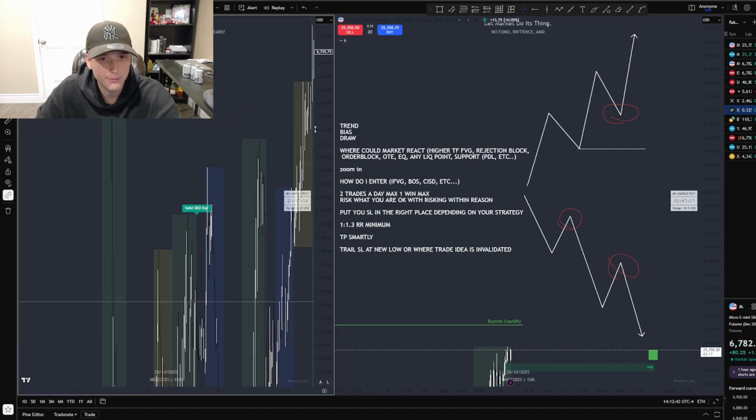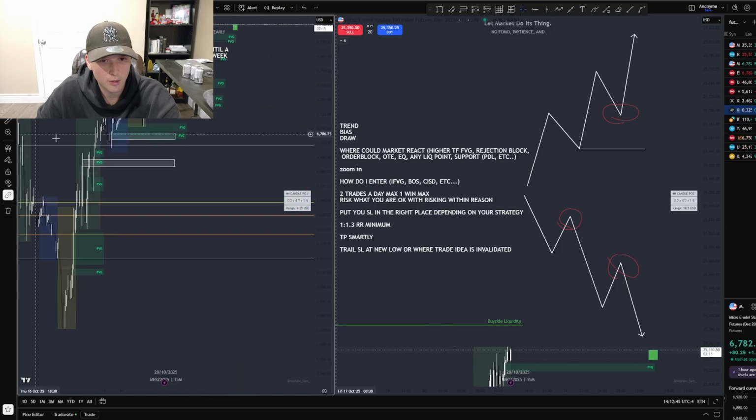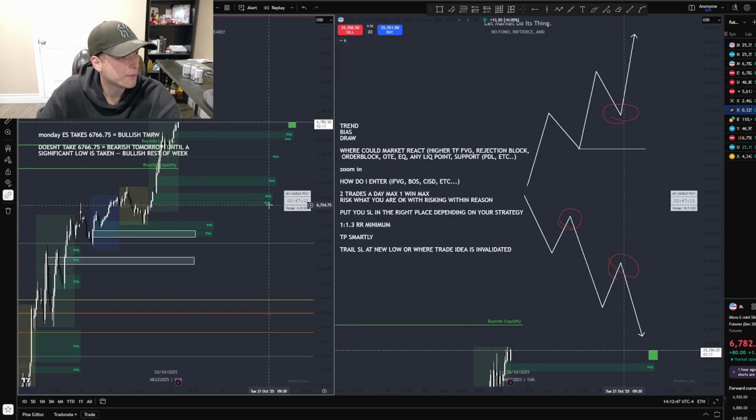It's very simple, okay? It sounds complicated, but instead of having a bunch of complicated keywords, it's trend, bias, and draw on a time frame that you pick. Whether that's the 15-minute, the 1 hour, the 4 hour, the daily, the weekly, I don't care. Okay, where could the market react?